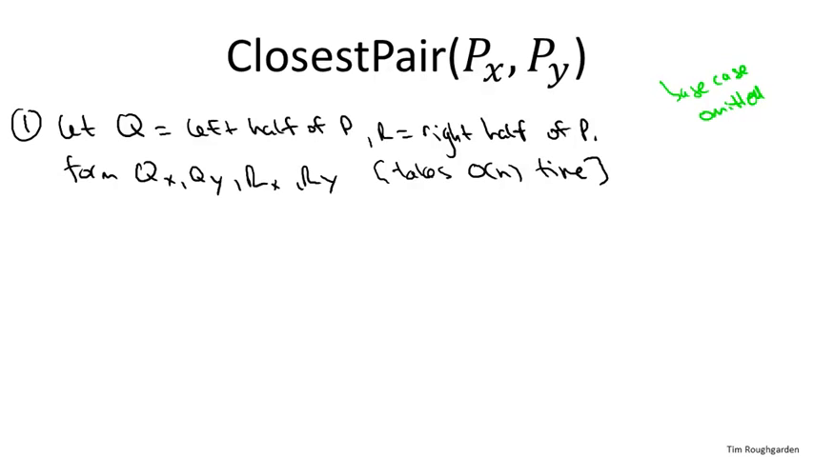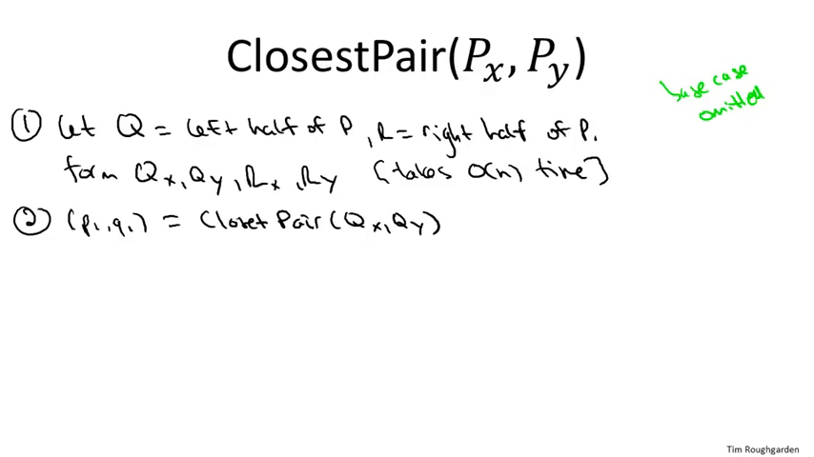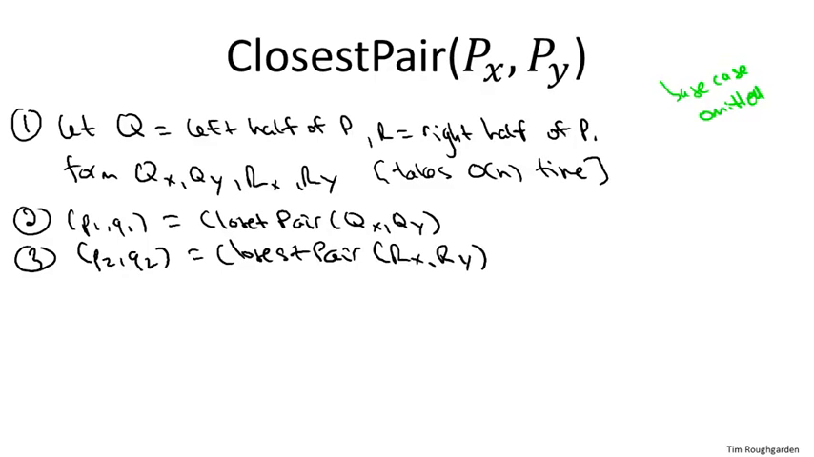Now we just conquer, meaning we recursively call closest pair on each of the 2 subproblems. When we invoke closest pair on the left half of the points, Q, we're going to get back the closest pair of points amongst those in Q. We're going to call those P1 and Q1. So among all pairs of points that both lie in Q, P1 and Q1 minimize the distance between them. Similarly, we're going to call P2, Q2 the results of the second recursive call. That is, P2 and Q2 are, amongst all pairs of points that both lie in R, the pair that has the minimum Euclidean distance.